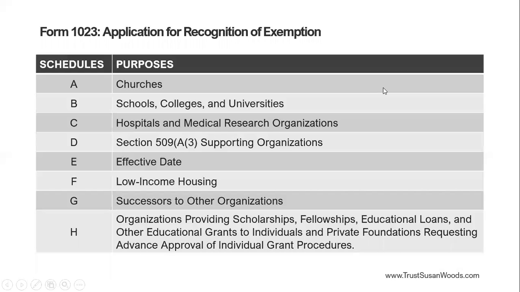The Form 1023 application for recognition of exemption also includes schedules. Now, schedules are additional attachments that you would complete if needed. These are optional because they are only completed if needed. For example, if you're planning to start a church, then you will have to complete the Schedule A attachment. If you're planning to start a school, college, or university, then you will have to complete Schedule B as an attachment, and so on and so forth, as you can see on this screen.